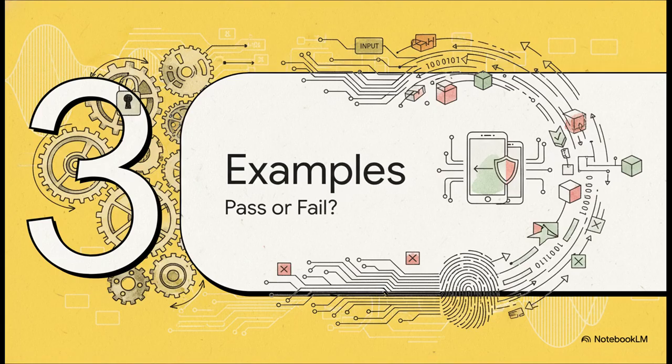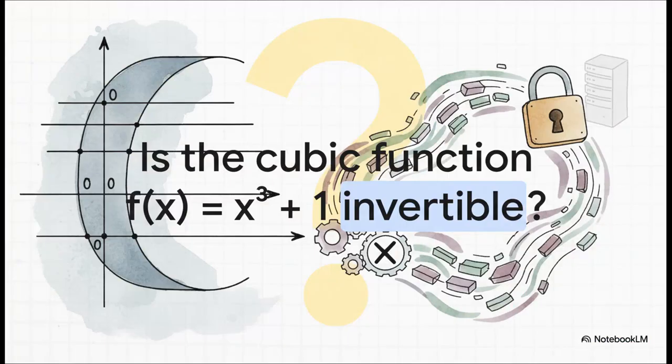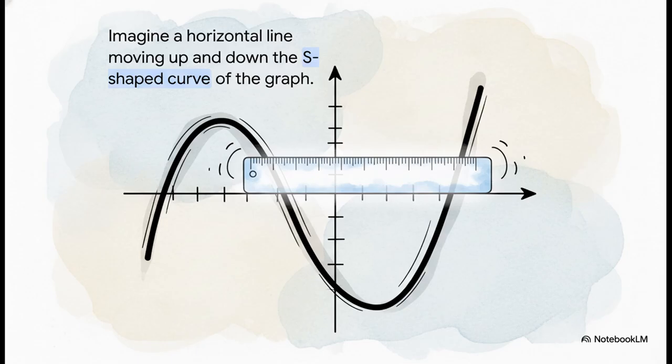You know, the best way to really get this is to just see it in action. So let's play a little game of pass or fail with a couple of functions you've probably seen before. All right, first up to the plate is a classic cubic function. Take a look at that S-curve. What's your gut feeling? Is it going to pass the test? All right, let's put it to the test. Just imagine you have a perfectly straight horizontal line, like a ruler. Now, in your mind, slide that ruler up and down the entire S-shaped curve of this graph. Pay close attention to how many times it crosses.